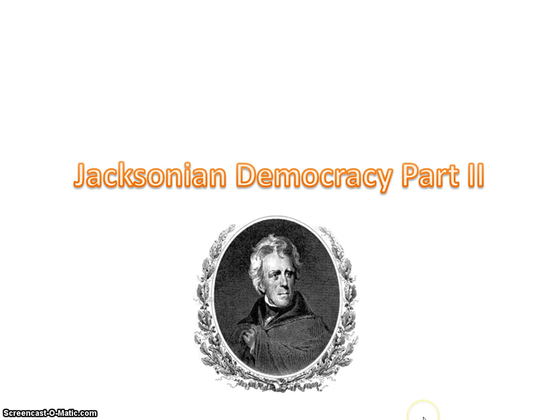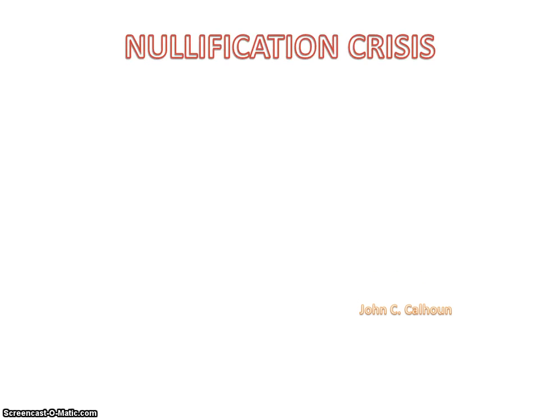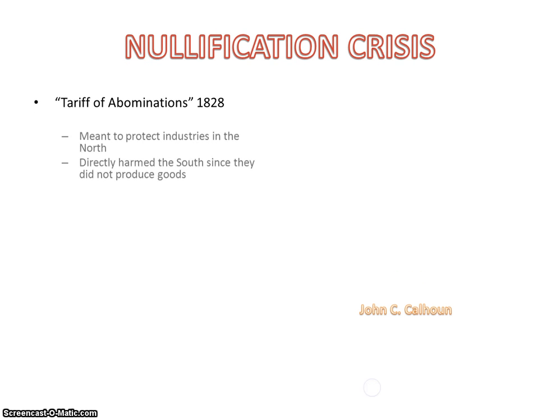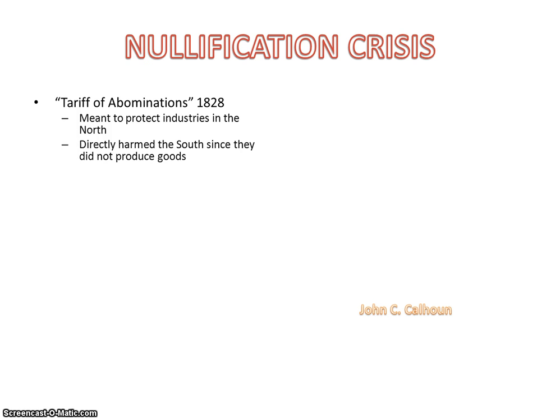Jacksonian Democracy, Part 2. So, Jackson making himself popular with whites but not with Indians, and he continues to have a troubled career. Then he has the Nullification crisis to deal with. He passes the Tariff of Abominations in 1828, which was meant to protect industries in the North but directly harms the South since they didn't produce goods.